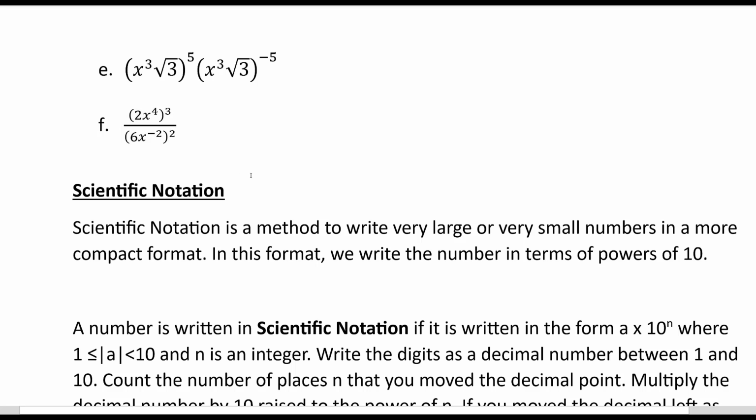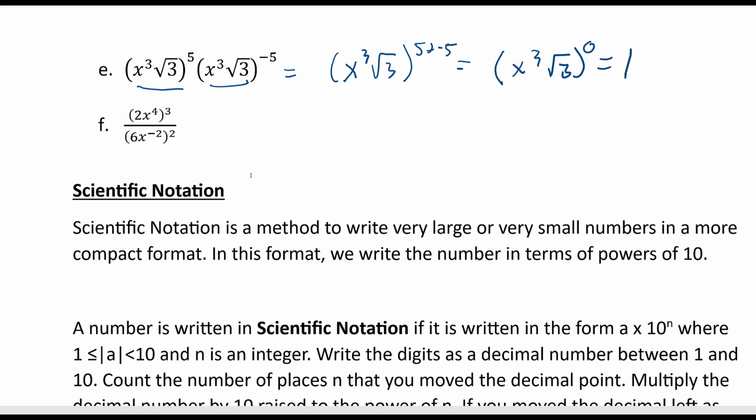Here we have, these are the same base, x cubed times the square root of 3, not cube root, of 5 plus negative 5. So it's going to be x cubed times the square root of 3 to the 0, so that's just 1.